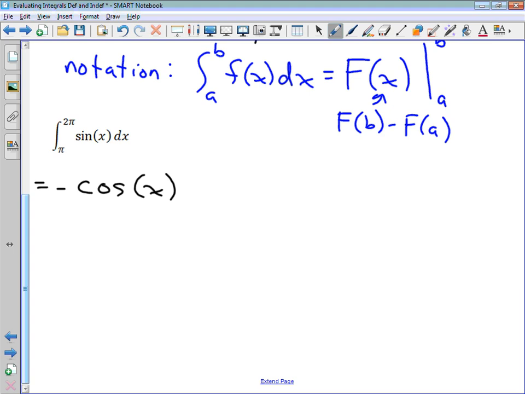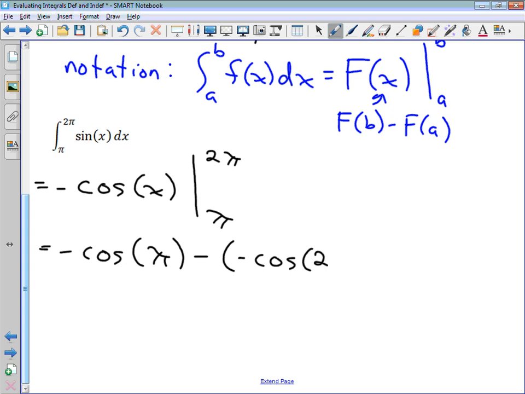And what we want to do is evaluate this from pi to 2 pi. Okay. So what does this really mean? It means negative cos x at pi minus negative cos x evaluated at 2 pi.